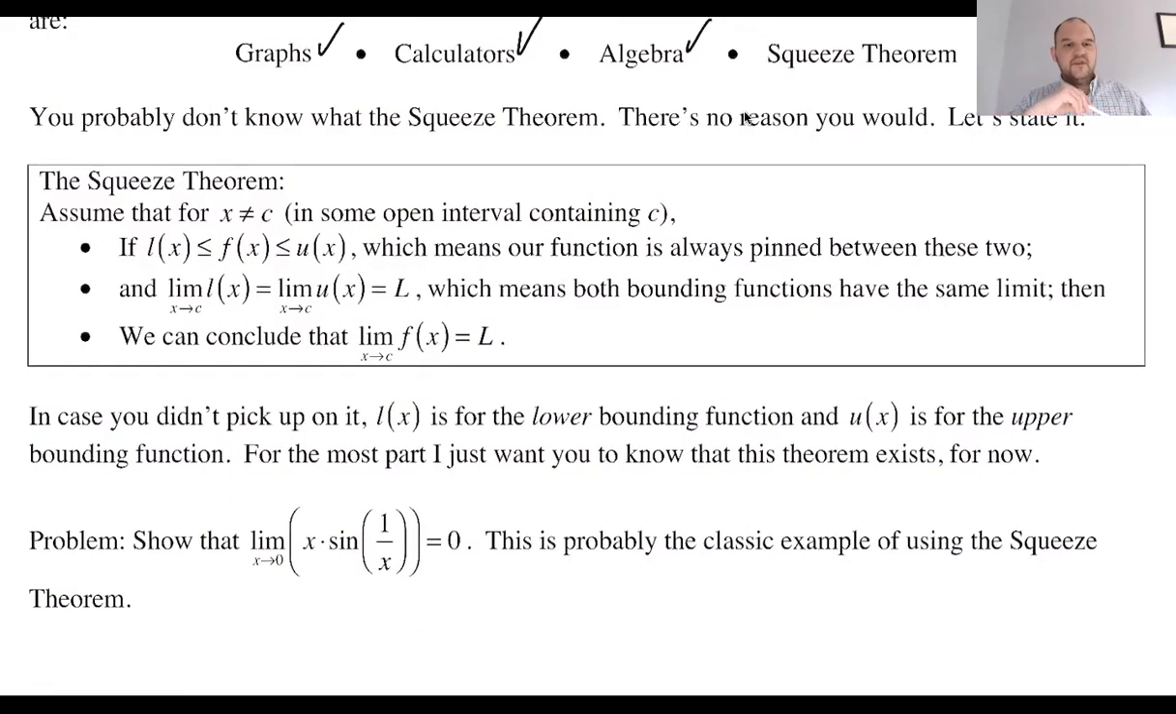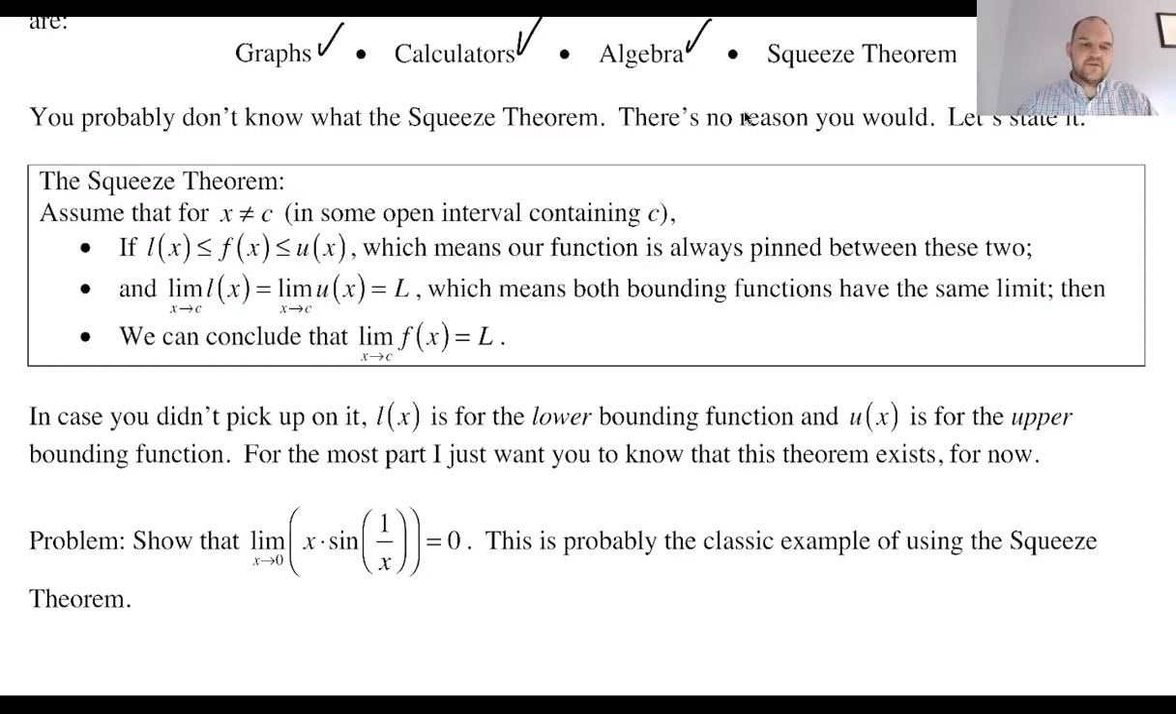It says, assume that for x not equal to c, because with limits, we never care what actually happens at the x value. We just want to get infinitely close. We're like the annoying little sibling who's like, I'm not touching you, I'm not touching you. But that's what's happening here. So I'm going to call them L of x and U of x for lower function and upper function, or lower bound and upper bound. So L of x less than or equal to f of x less than or equal to U of x. So L of x is down here, f of x is here, and then U of x, if I had a third thing, would be up here. Upper is above, lower is below.